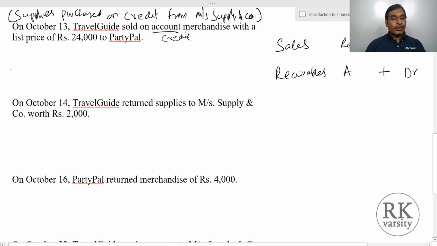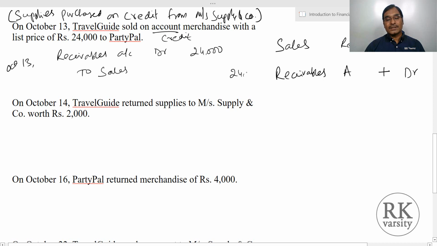So how are we going to write the transaction? On October 13, your journal entry is: receivables, that is trade receivables or debtors account debited, that is debtor to your sales, that is credit sales. Now what is the amount? Amount is 24,000 rupees. Now you can write here: credit sales made to Messrs. Party Pal.